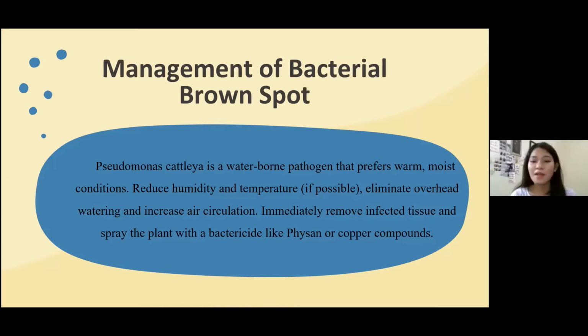And then management of bacterial brown spot. Because this Pseudomonas cattleyae is a waterborne pathogen that prefers warm, moist conditions, we must reduce humidity and temperature, eliminate overhead watering, and increase air circulation. Immediately remove infected tissue and spray the plant with a bactericide such as Physan or copper compounds.